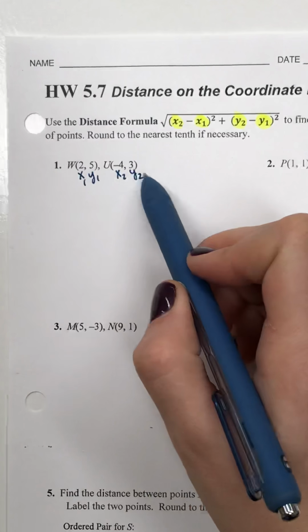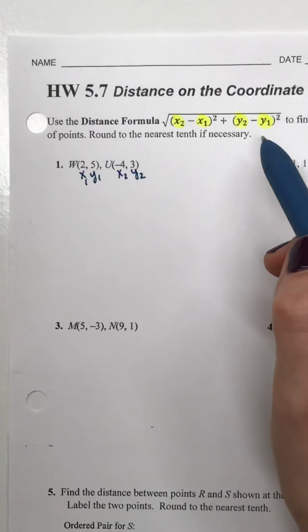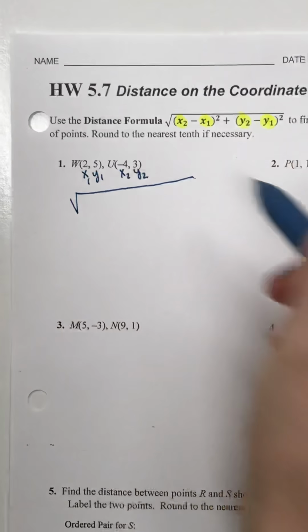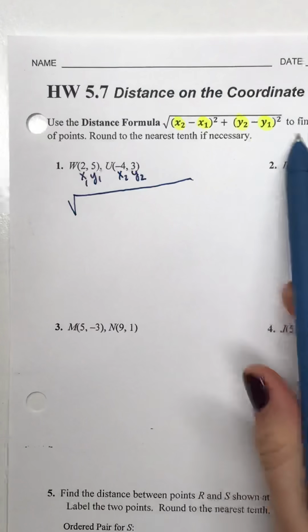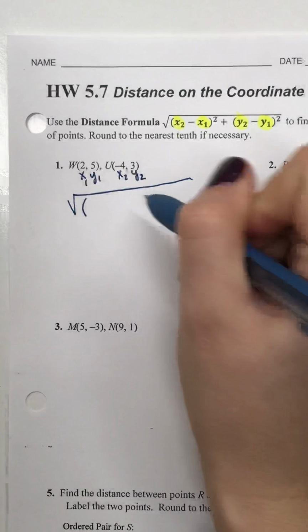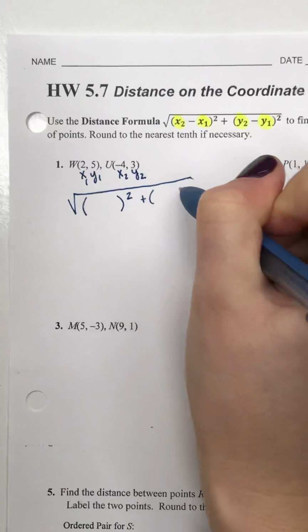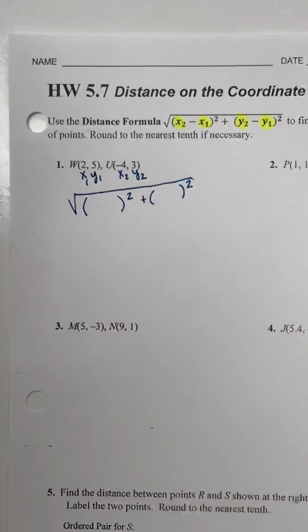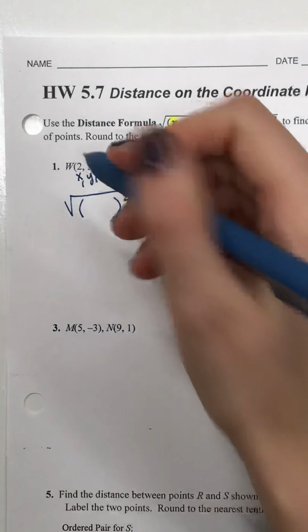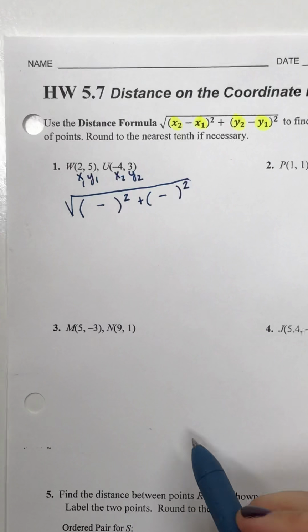Once you have your points labeled, you're going to take those numbers and plug them right into the formula that we were given. So we have a nice long square root, because that's what the formula looks like. You have the quantity, or a set of parentheses, squared plus another set of parentheses squared. Now, the things that go in the parentheses, first off, there needs to be minus signs. Okay? And now you want to plug in your numbers.